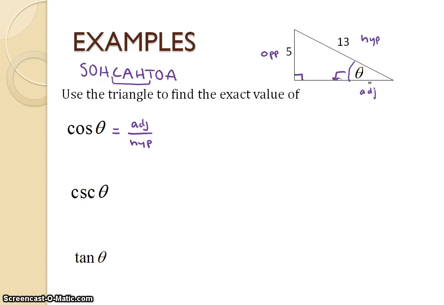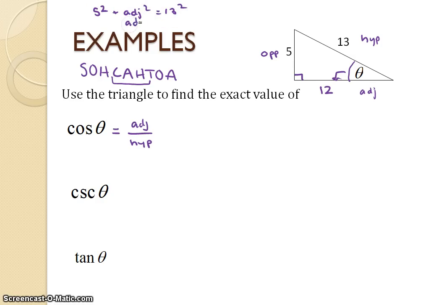So some of you might remember that there is a 5, 12, 13. It's one of the special triangles. If not, the way you find 12 is using the Pythagorean theorem, because we know for right triangles, a squared plus b squared equals c squared. So I know that 5 squared plus my adjacent side squared is 13 squared.